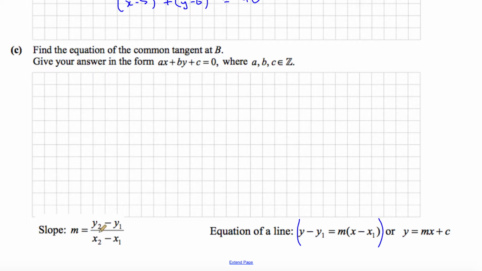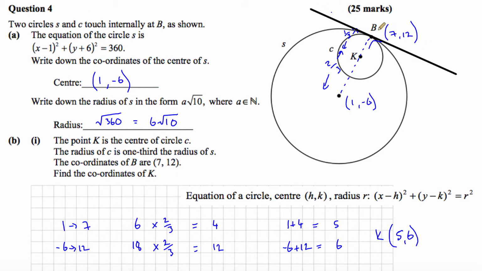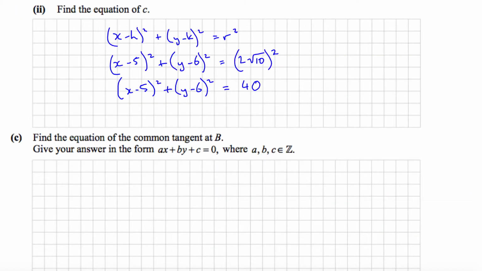So the slope would be, well, thinking about it here, I don't have 2 points on the common tangent at B, but what I do have is 2 points along this line here. So I can use 2 points along the line here. I can just use K and the center, so that's 1, minus 6, and 5, 6. And I can find that slope, and then using that slope I can find the slope of a line perpendicular to it.